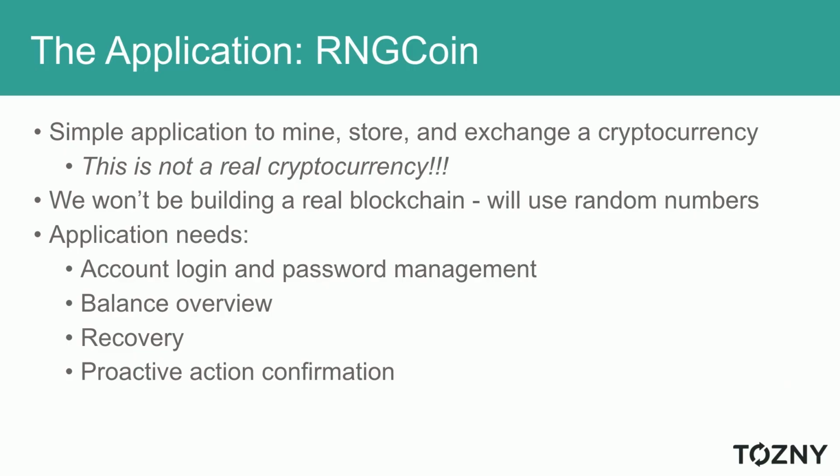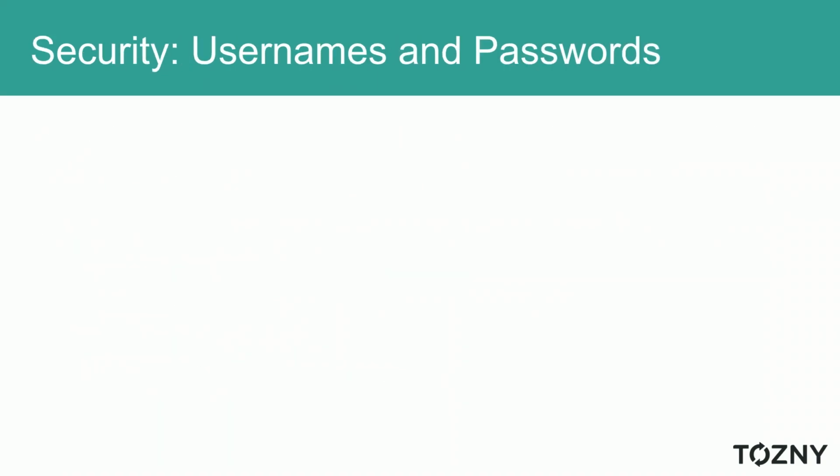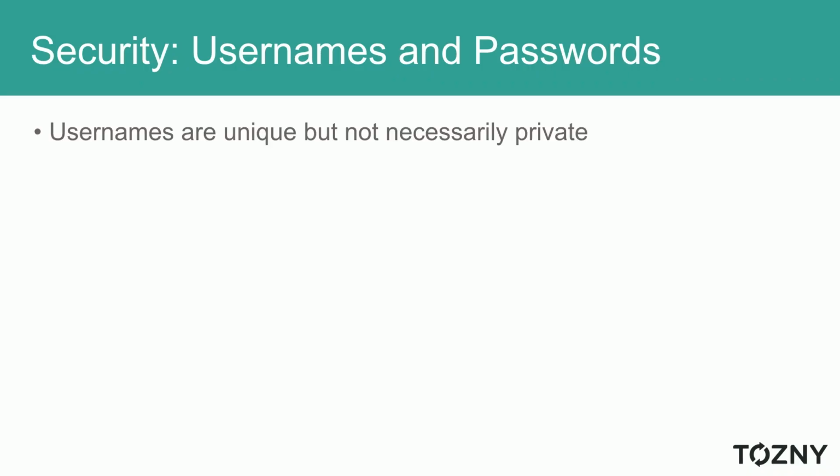The sky's the limit with what you can do with security, but this is all we really have time for today. And even though it's a 4-item list, it's a lot. There's a lot there. First things first, we're going to talk about the different components of security that we're focusing on today. The first one is usernames and passwords.